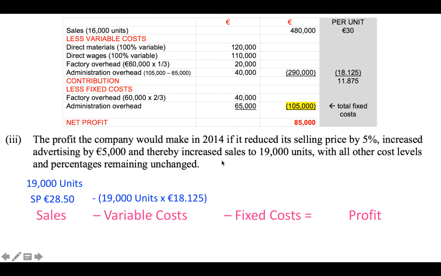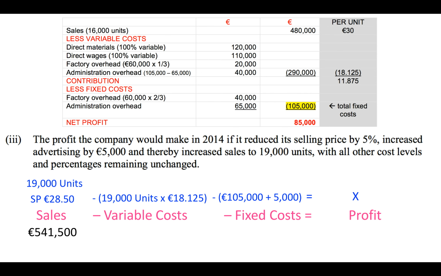fixed costs, and have there been changes to the fixed costs here? Hopefully you'll see that there has. Advertising has increased, so that's another 5,000 there. So the fixed cost will be 110,000. And the profit is our X. So the profit is what we want to find out.